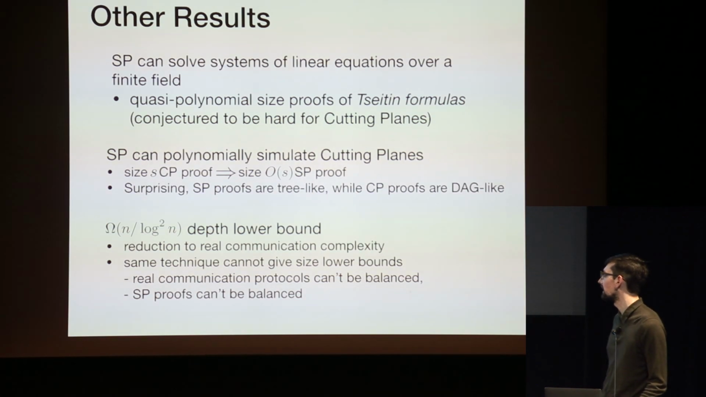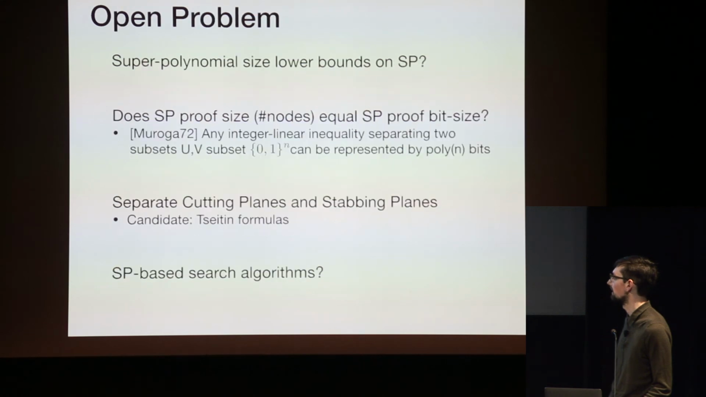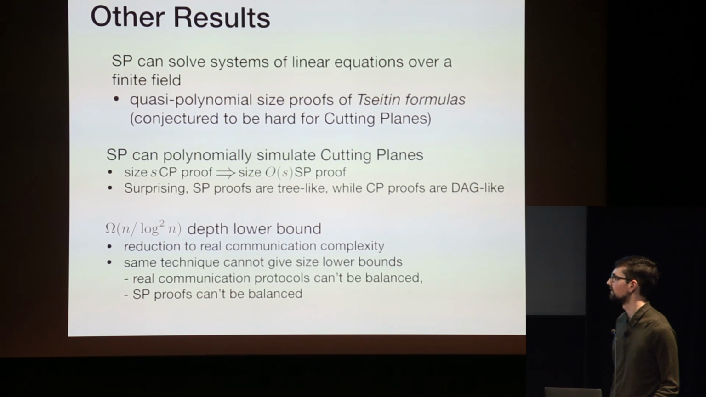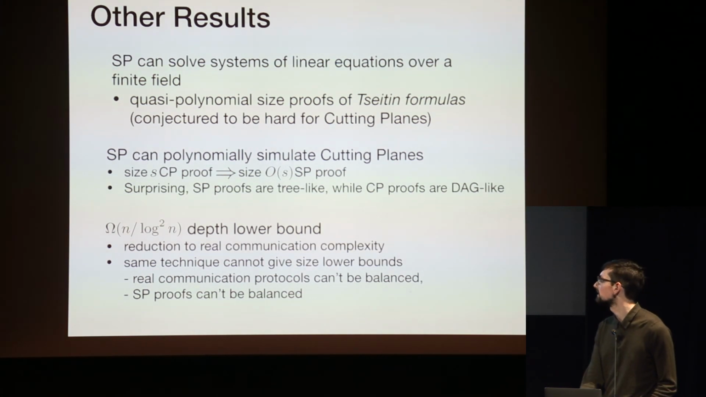And two reasons why. We show that stabbing planes proofs can't be balanced. This means that you can't take a stabbing planes proof of size s and turn it into one of depth log s. Also, we show that real communication protocols can't be balanced as well. So this kind of positions stabbing planes at the barrier of where we can prove lower bounds. While we show we can prove depth lower bounds, and it simulates the proof system cutting planes, which is the strongest semi-algebraic proof system for which we have lower bounds, it doesn't look like current techniques are going to be able to be used to prove size lower bounds.